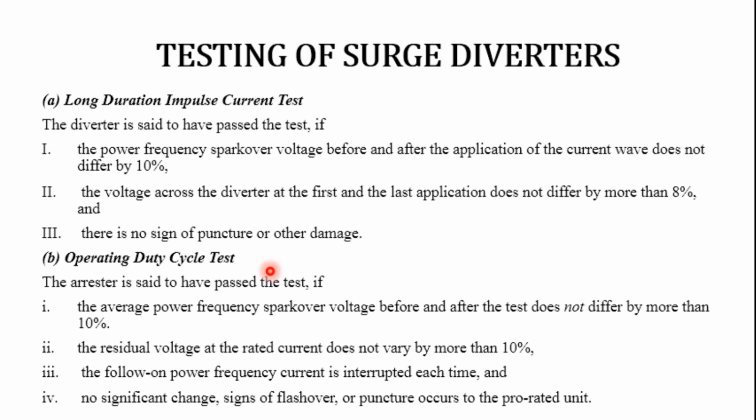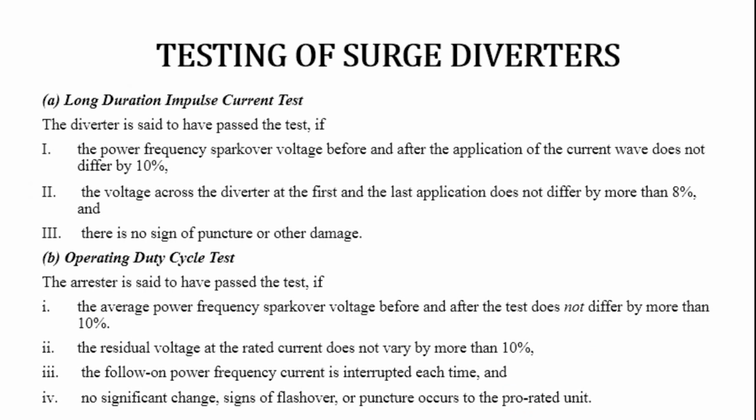The arrester is said to have passed the test if the average power frequency spark-over voltage before and after the test does not differ by more than 10%, the residual voltage at the rated current does not vary by more than 10%, the power frequency follow current is interrupted in time, and there is no significant sign of flashover or puncture in the prorated unit. Then we say it has passed the test.